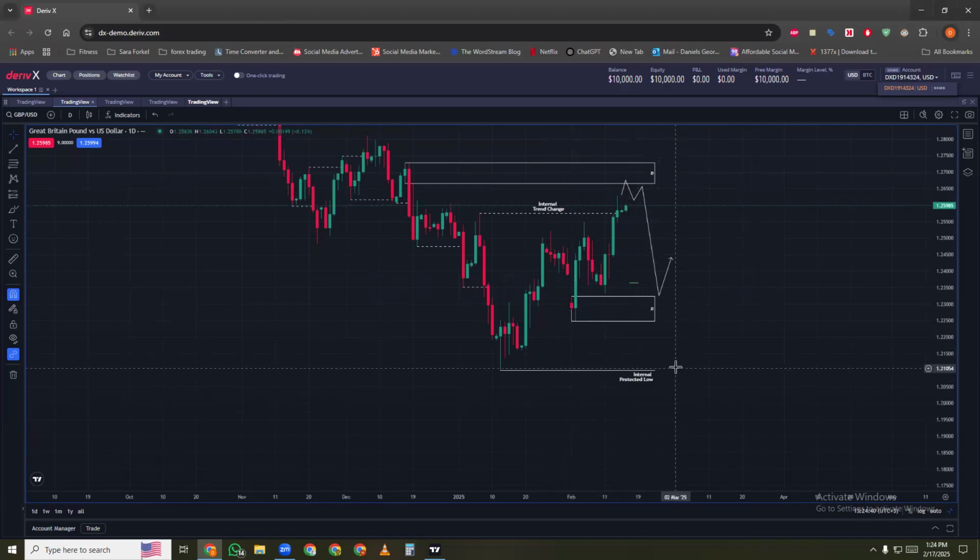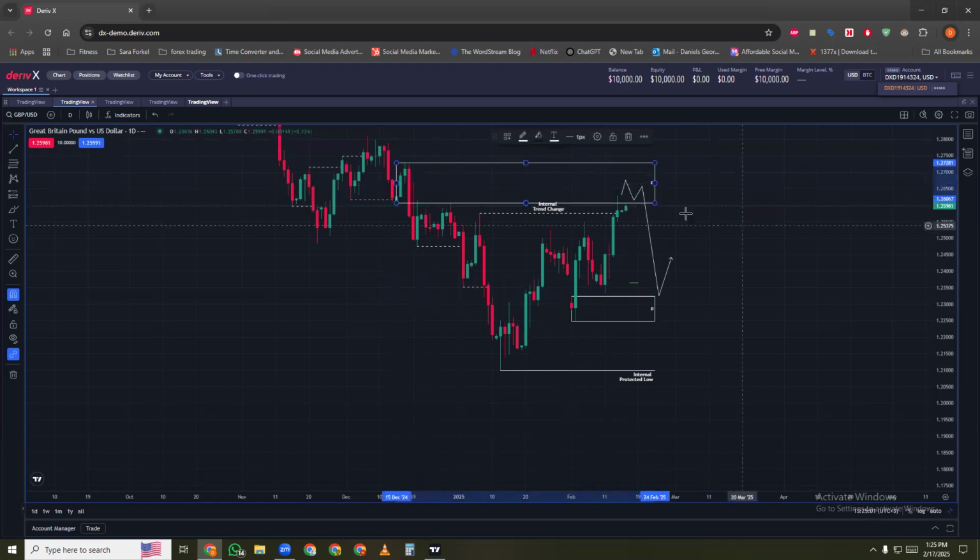The reason for that, if you are an SMC trader, is that you know this is the supply zone that we are working with. This is just the refined zone. The bigger zone would be this one right there. And as you can see, price has already tapped into that zone.